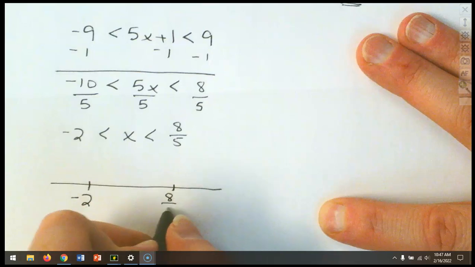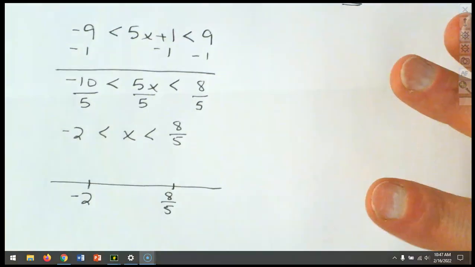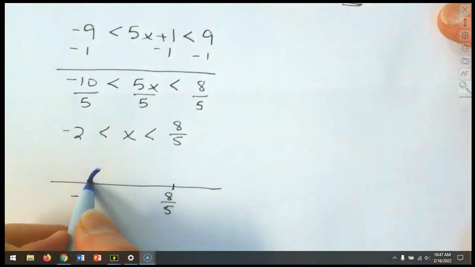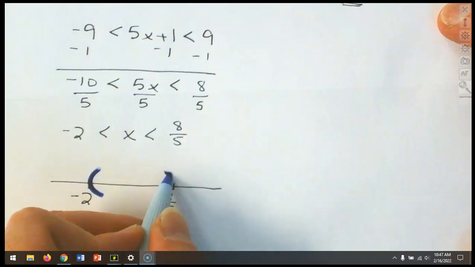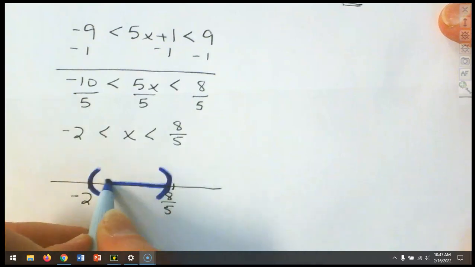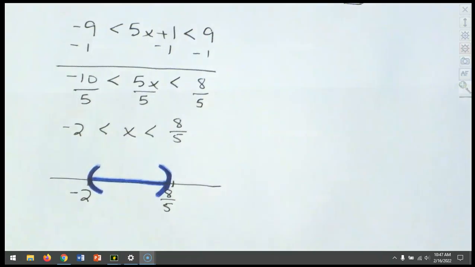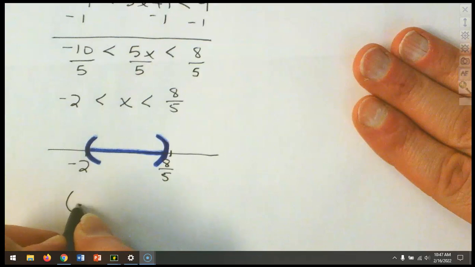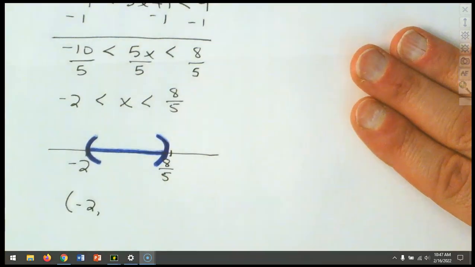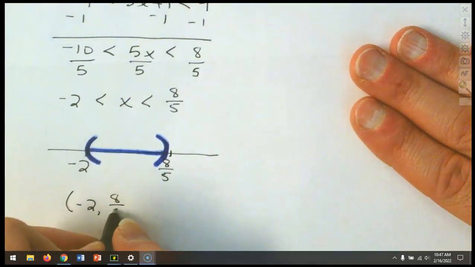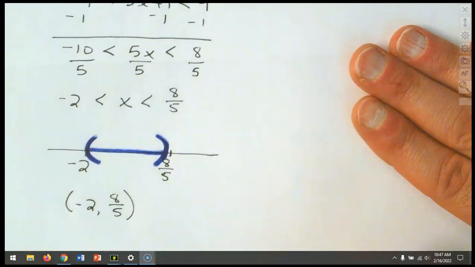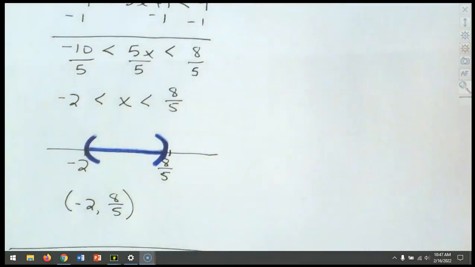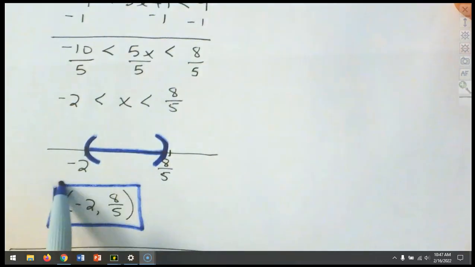Put them on our number line. Graph them again, we use parentheses. The next one we use square brackets on. This one uses parentheses here. And we've got a minus 2, comma, 8/5, also with parentheses. So that's going to be your answer right here.